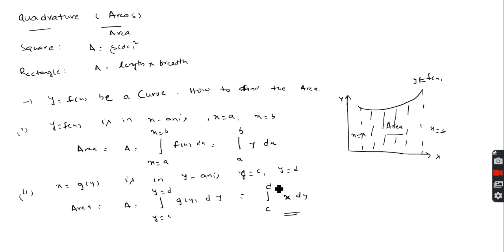That means if it is in the x-axis, we write y dx. If it is in the y-axis, we write x dy, the opposite. That means if we have an x-axis, the function will be written in the form of y is equal to. If it is in the y-axis, the function can be written in the form of x is equal to. Okay, and next we can solve the problem.